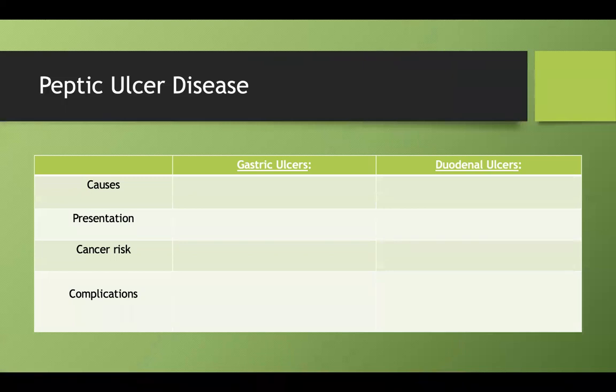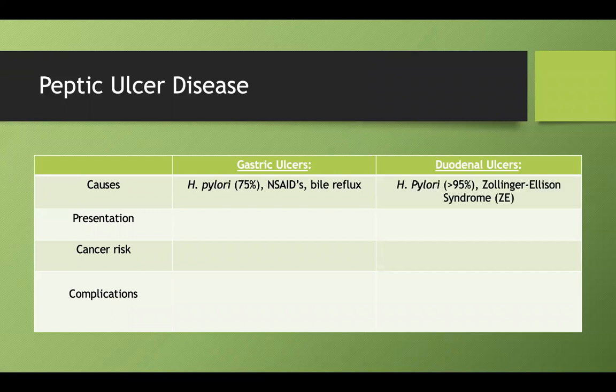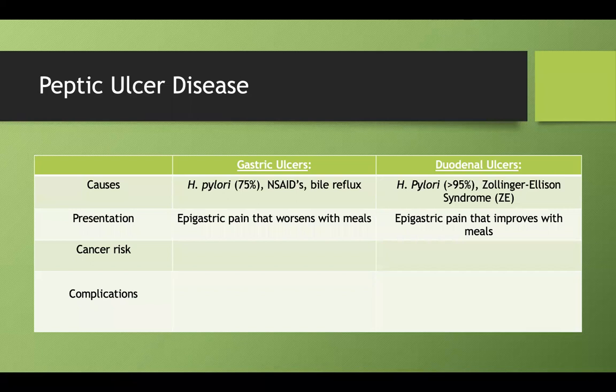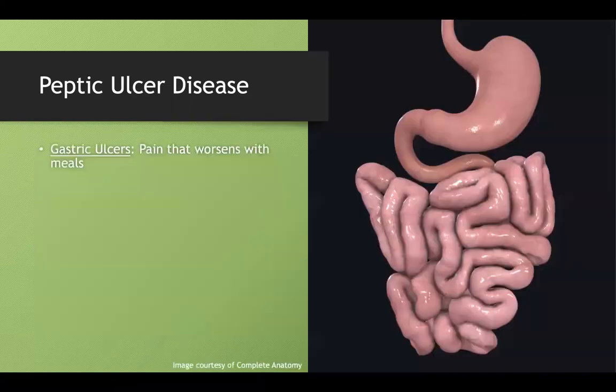So gastric ulcers are commonly caused by H. pylori, but they can also be caused by NSAIDs and bile reflux. Whereas duodenal ulcers, again, mostly caused by H. pylori, but a small percentage of them can be related to Zollinger-Ellison syndrome. Gastric ulcers have a classic pain pattern where people have epigastric pain that worsens with meals, and duodenal ulcers have the opposite, where they have epigastric pain that improves with meals.